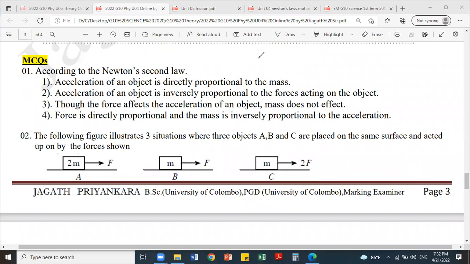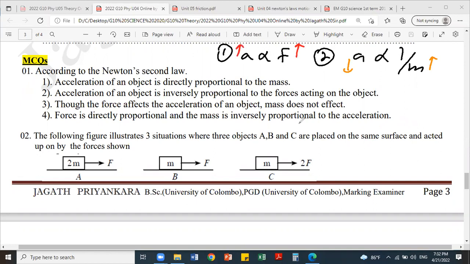What is directly proportional to the acceleration? Acceleration is directly proportional to the unbalanced force. That is the first one. Second one is acceleration is inversely proportional to the mass. Inversely proportional means when one increases, the other one decreases. When the mass increases, acceleration decreases. Directly proportional means when force increases, acceleration also increases. Is that clear?